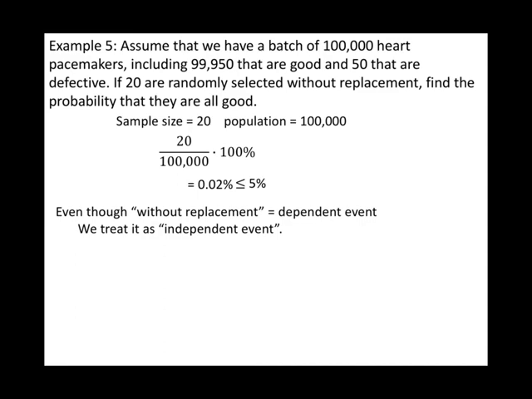Okay, that means we pretend after we pick one, we put it back and then pick the second one, and then put it back and then pick the third one, until we pick 20 of them. So now let's look at the probability. What is the probability that all 20 are good? First, think about it. What is the probability that the first one you pick is good? We have a total of 100,000 heart pacemakers, and 99,950 are good. Okay, so that's basic probability. The first one is good.